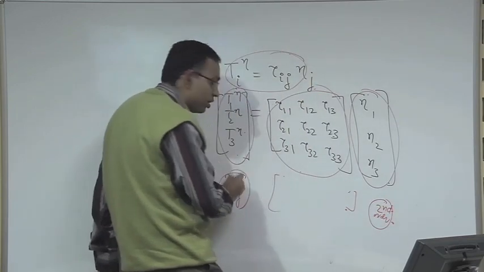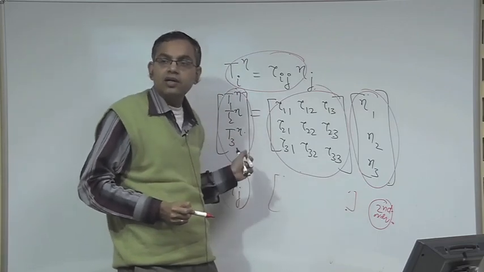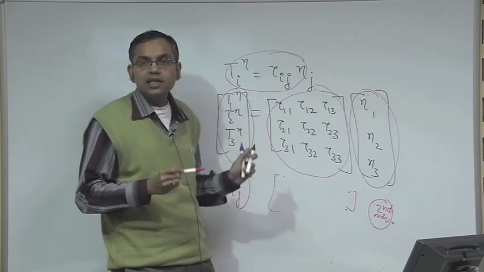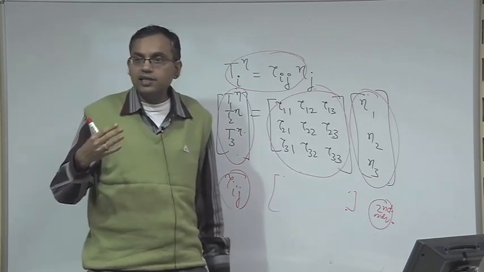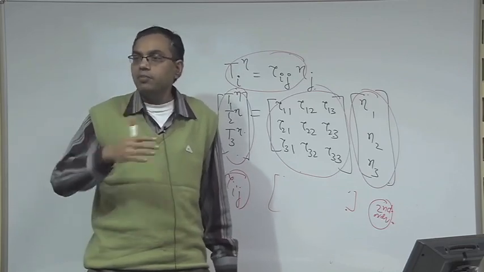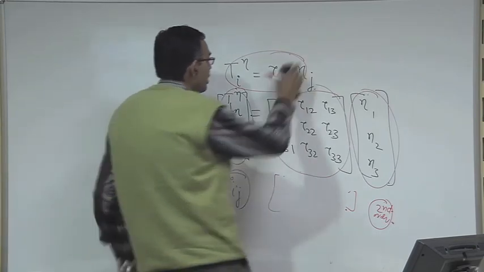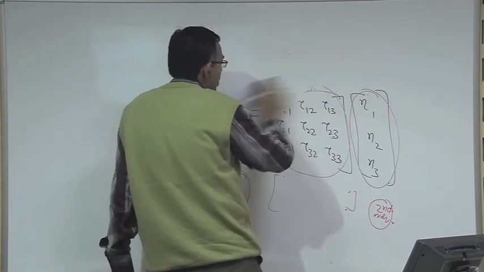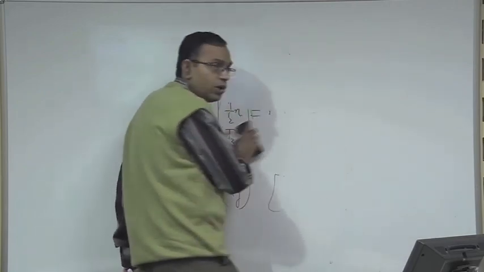This is also a second order tensor. There must be something that maps the second order tensor onto a second order tensor. That is nothing but a fourth order tensor. Just like a second order tensor maps a vector onto a vector, a fourth order tensor maps a second order tensor onto a second order tensor. How many indices will we require for a fourth order tensor? We will require 4 indices.